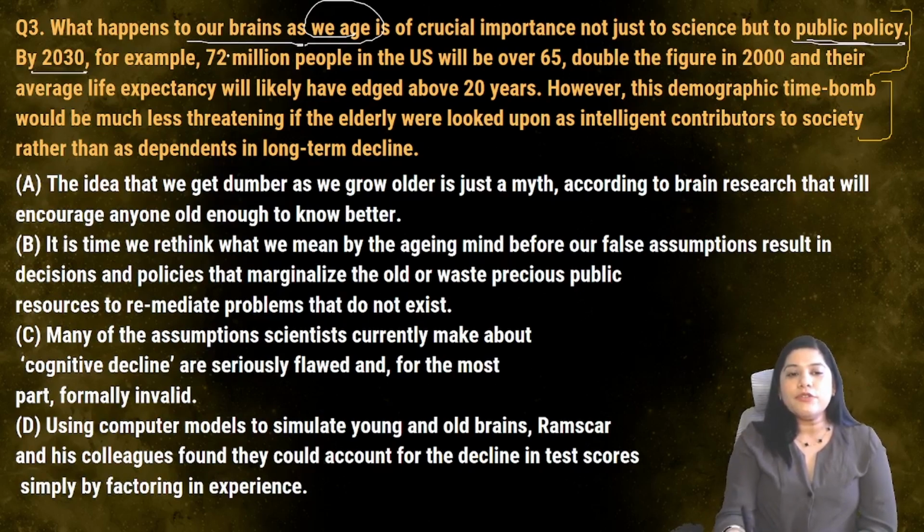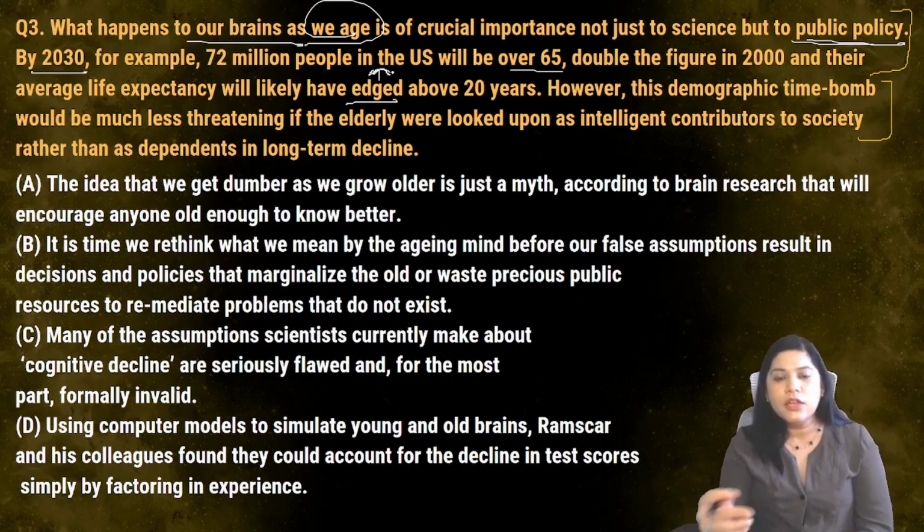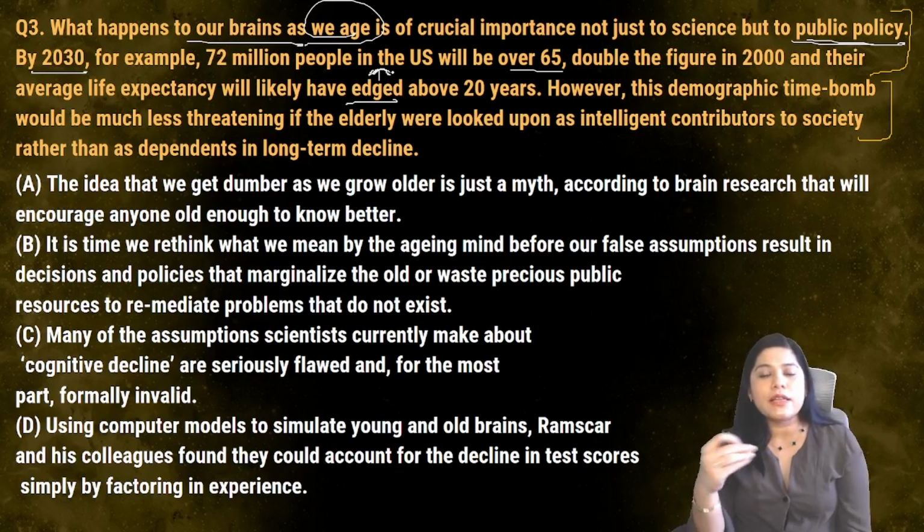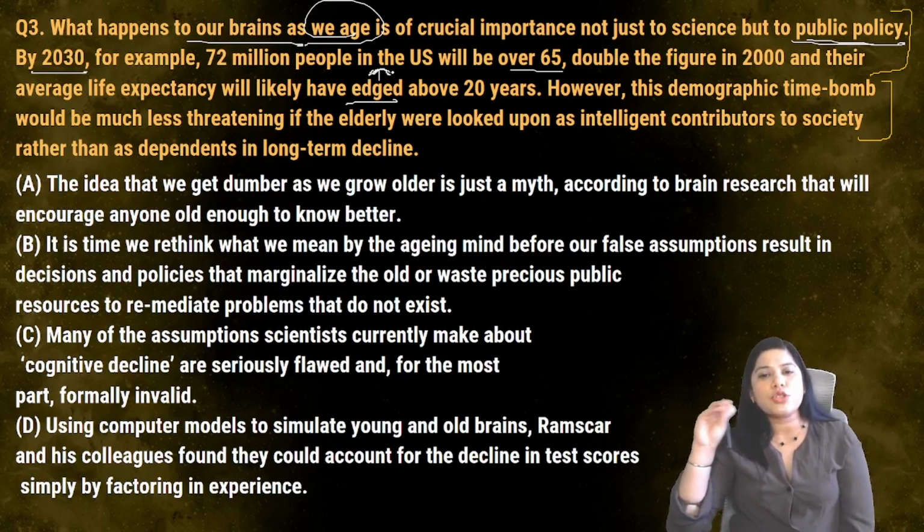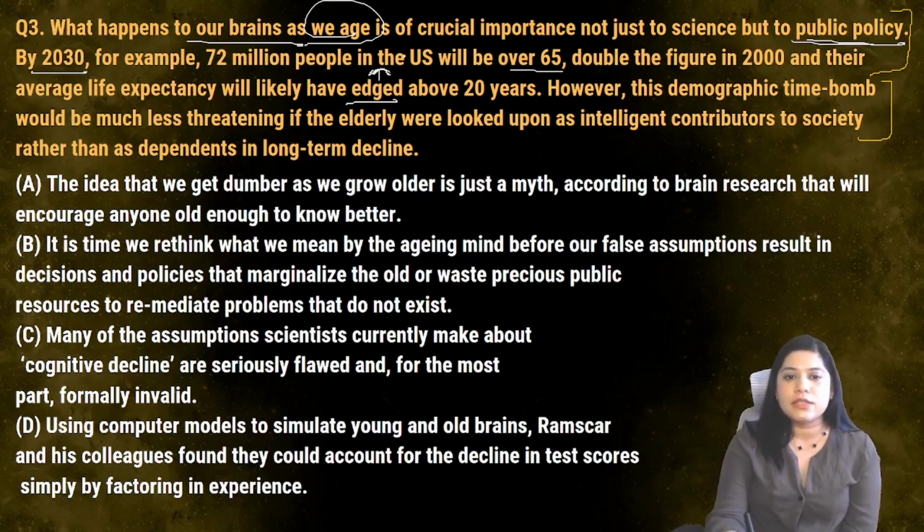By 2030, for example, 72 million people in the US will be over 65, double the figure in 2000, and their average life expectancy will have edged. Edge means increase, because medical and all will be better. So life expectancy will also increase. Now most of the people are living till 70, 80. After a few years, people will start living till 100 easy, right? Because of medical science and all.